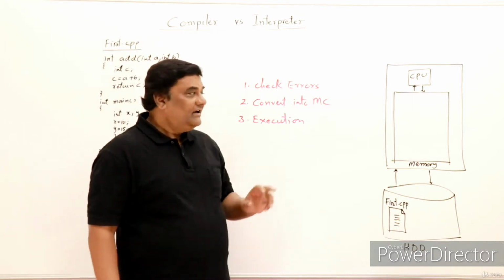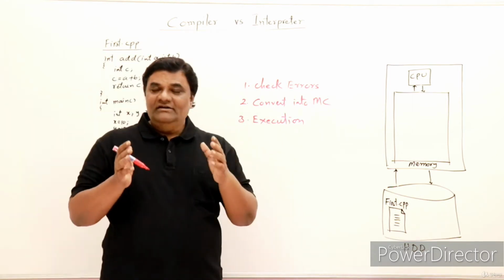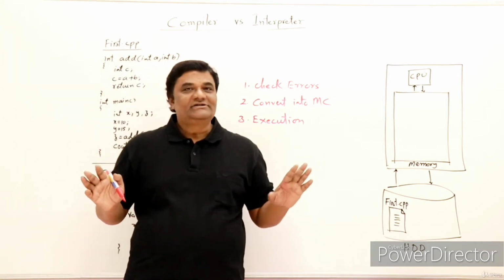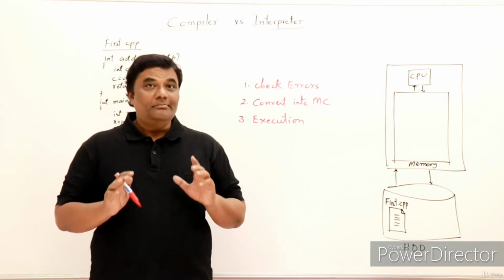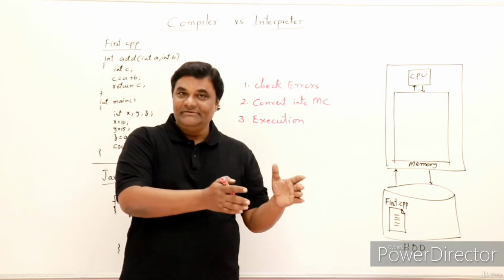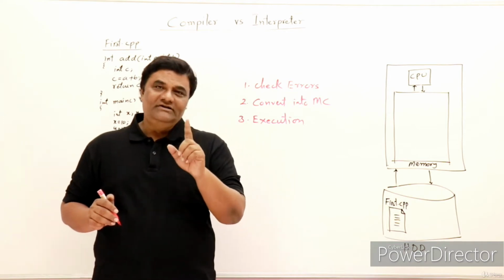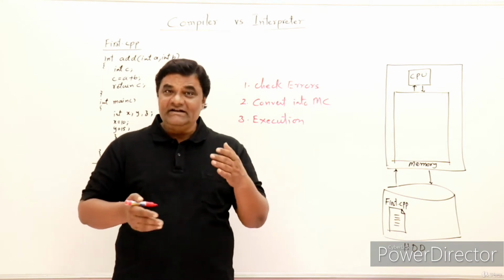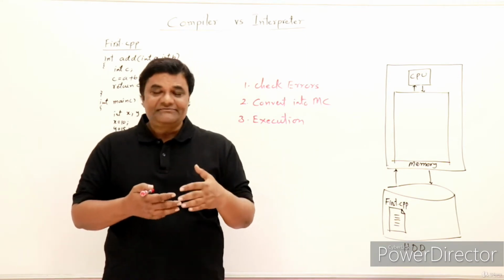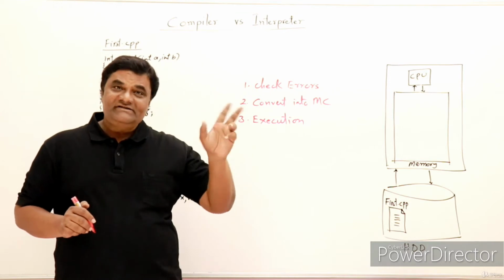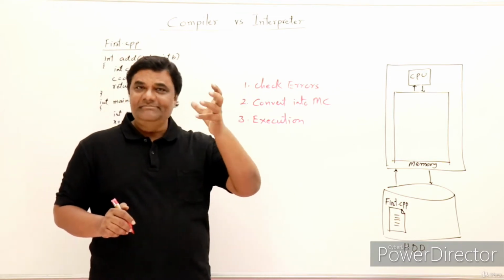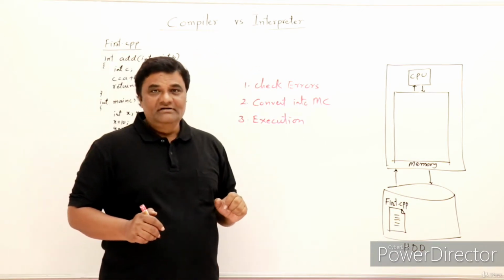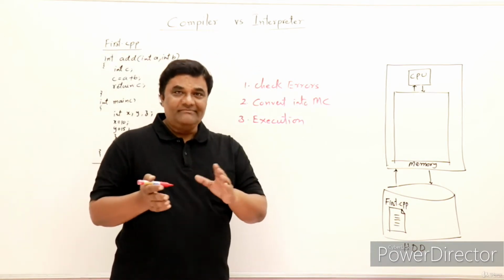Then the third thing, execution of a program. If I talk about execution, compiler doesn't take the responsibility of execution, but interpreter takes the responsibility of execution. Compiler is not involved in execution of a program. Interpreter is involved. All these things we will learn in detail, step by step, the differences between compiler and interpreter. Just keep in mind, these are the three major issues related to compiler and interpreter. Now let us compare them one by one.